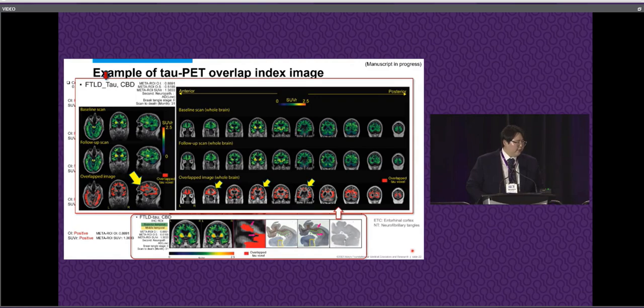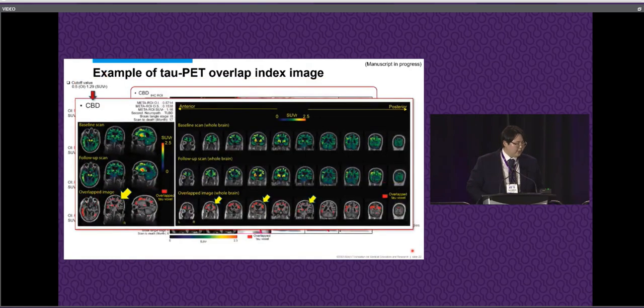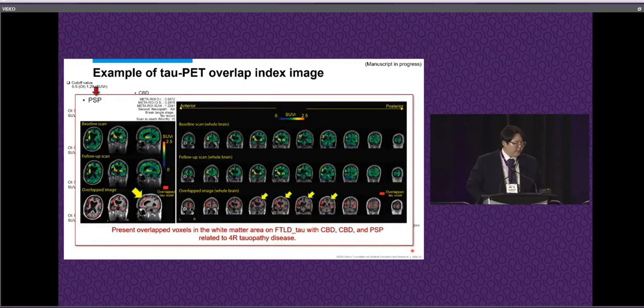This is the FTLD tau CBD case. As you can see, overlapped tau voxels were detected in gray matter areas as well as in some white matter areas, as corresponding to the yellow arrow. This is the CBD case, just the same. This is the PSP case. So I think OI can capture the tau signal of 4R tauopathy individuals.